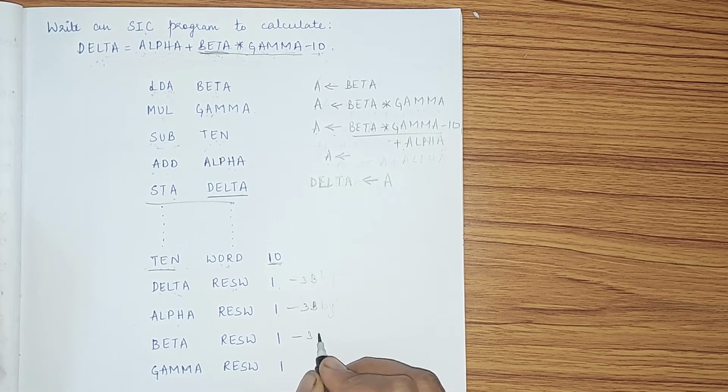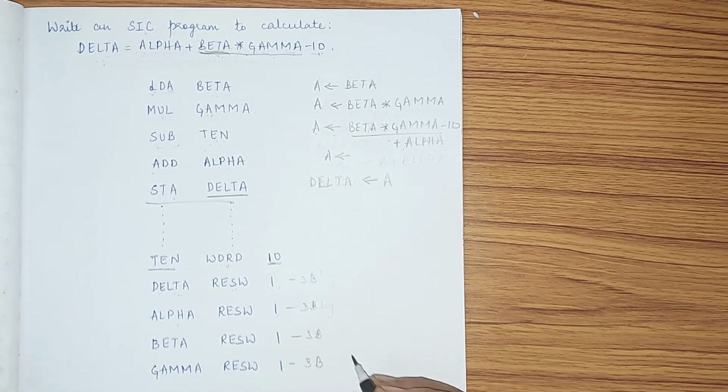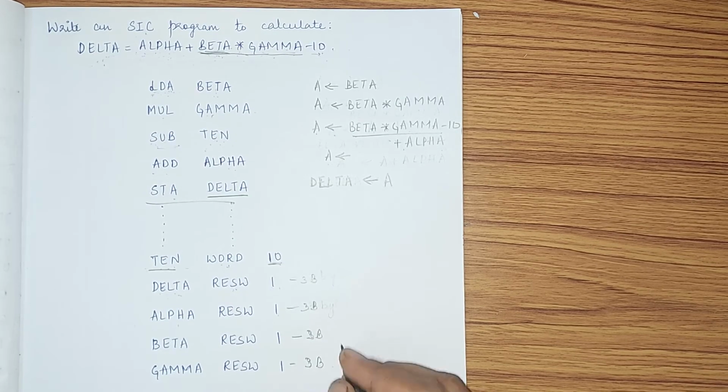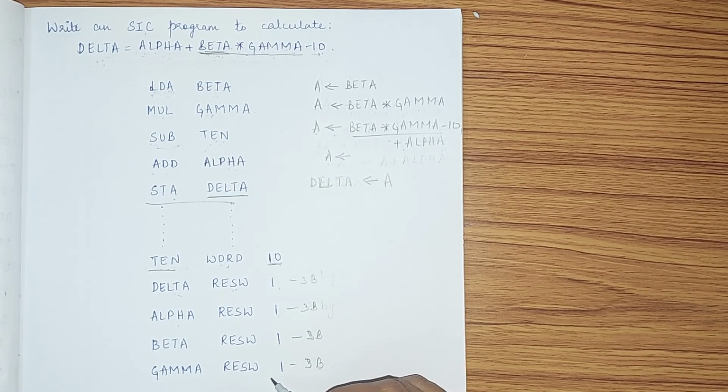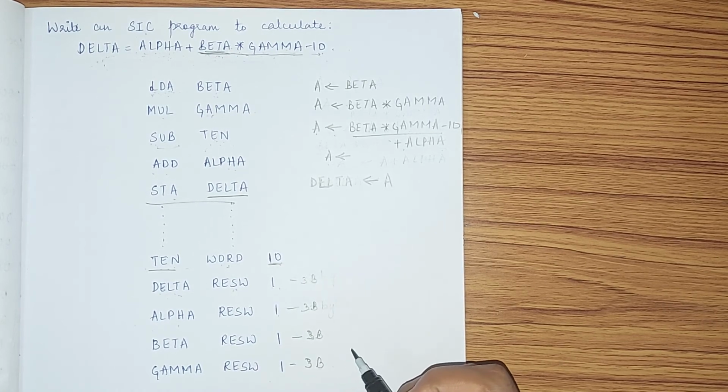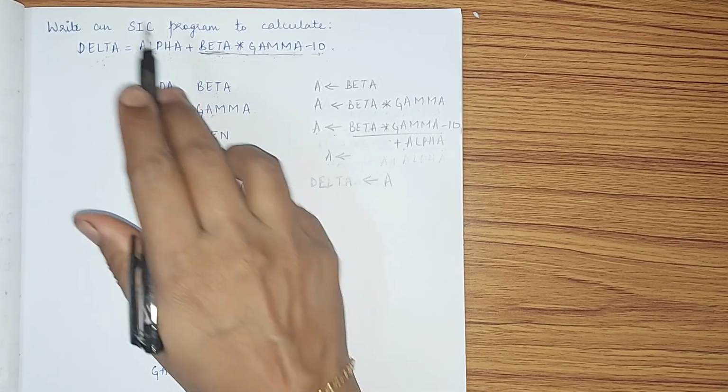In the same way, beta and gamma are also allotted one word, that is 3 bytes each, and this is how it is stored in the memory. This is the program to calculate this operation, SIC program.